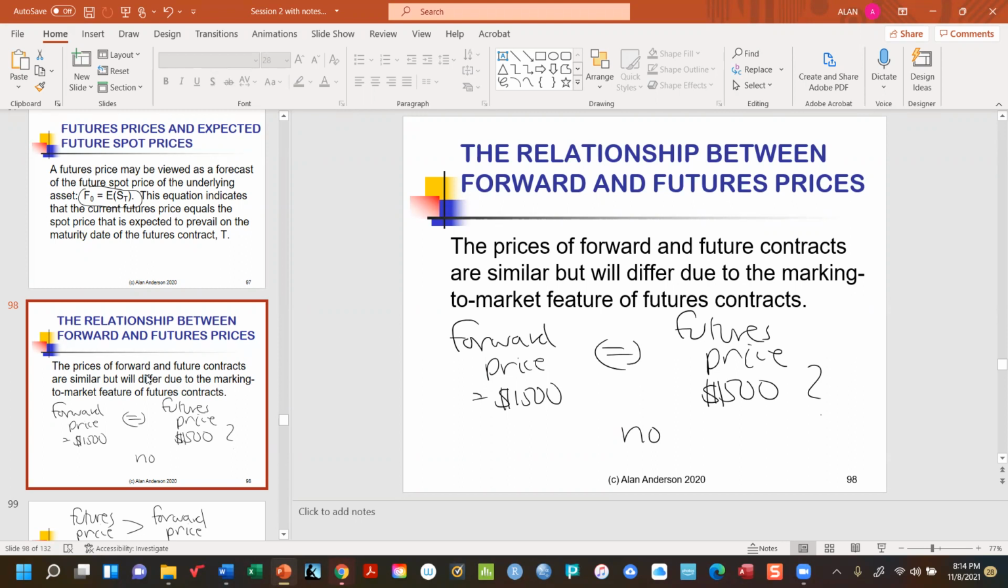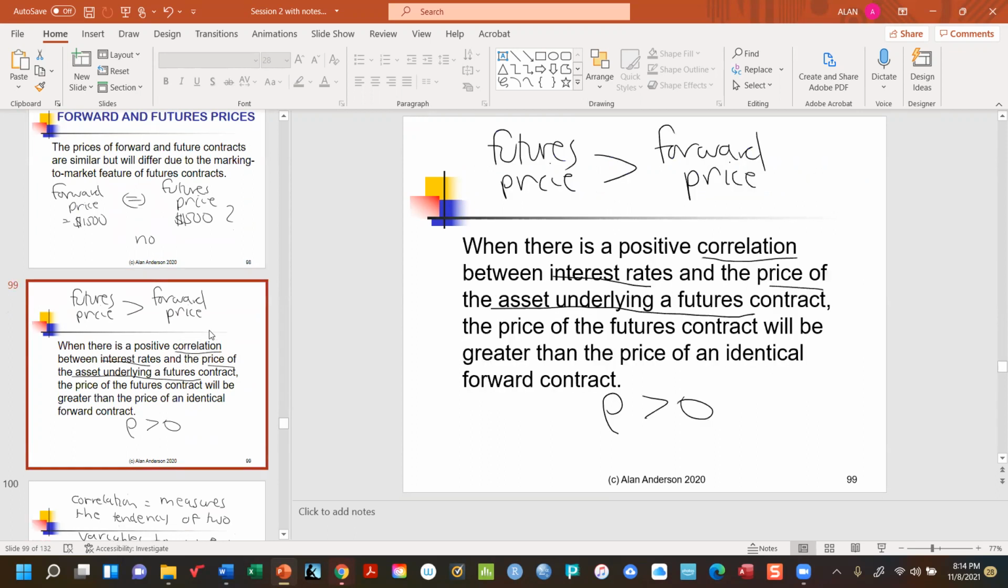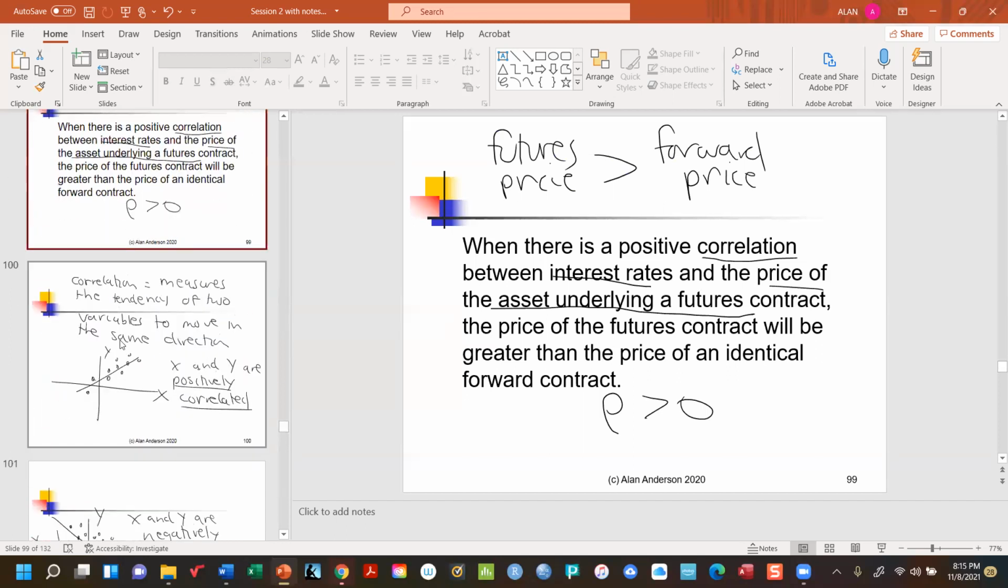And again, it's the marking to market that really throws them off from each other. Otherwise, they'd be identical. It's the marking to market that means that they may not be identical. So imagine this situation. Suppose that the futures price is higher. Or imagine this situation. What if there's a positive correlation between interest rates and the price of the asset underlying the contract? When that happens, the futures price will be higher. Now, here's why.